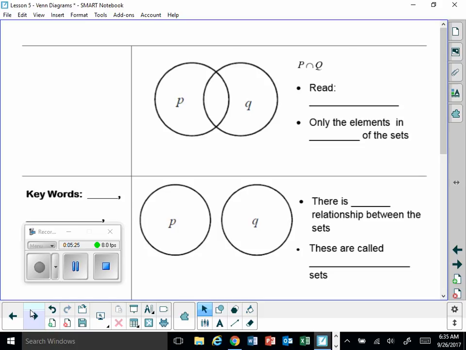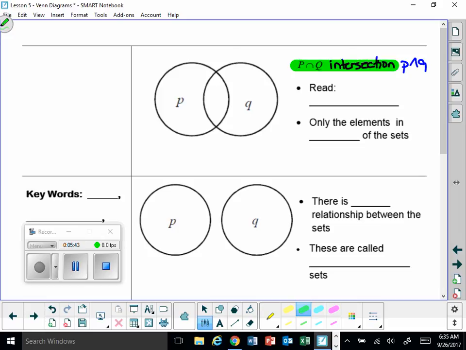Next, we have overlapping sets where we're interested in the intersection. Again, we've got this really wide U-shaped symbol. This time it opens down, just like the symbol opened down when we were doing compound statements for and. This is read P and Q. We only want the elements in both. Okay, P and Q.